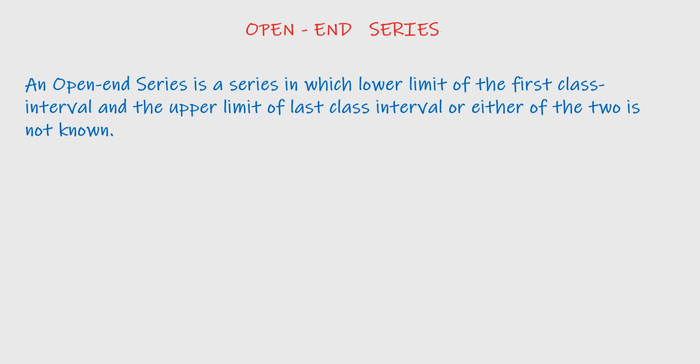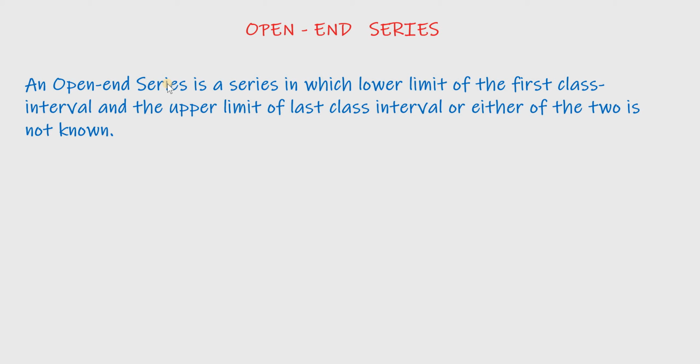An open-end series is a series in which the lower limit of the first class interval and the upper limit of the last class interval, or either of the two, is not known. It means in an open-end series, the lower limit of the first class interval is not given and the upper limit of the last class interval is not given. In that case, that series is known as open-end series.